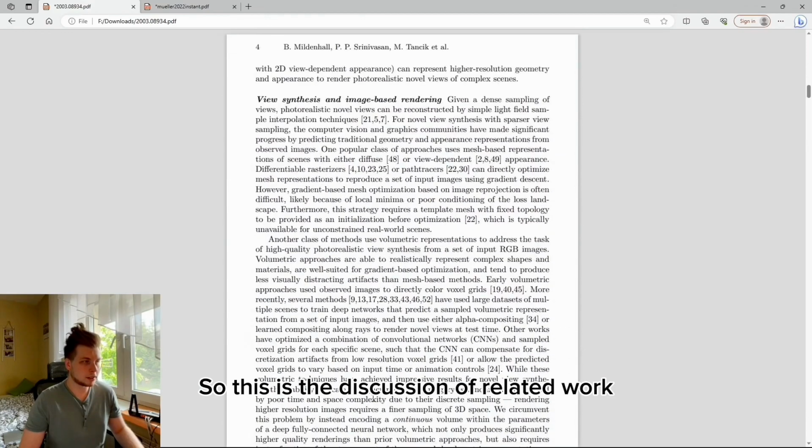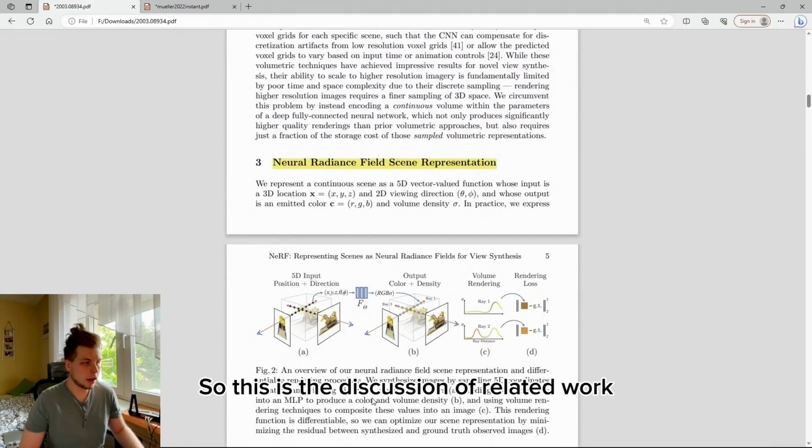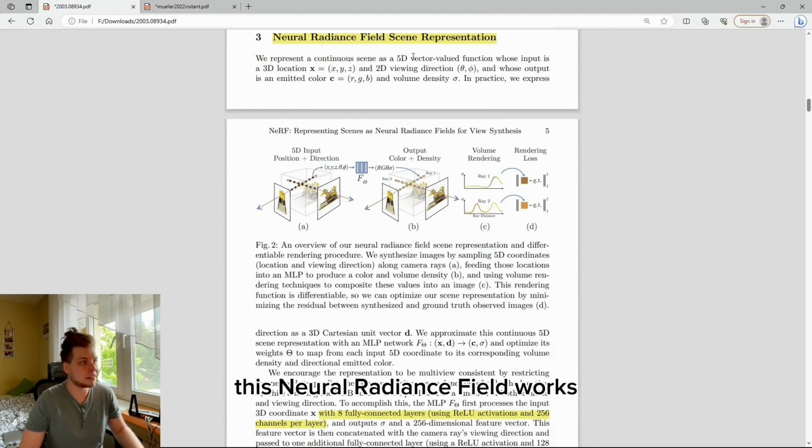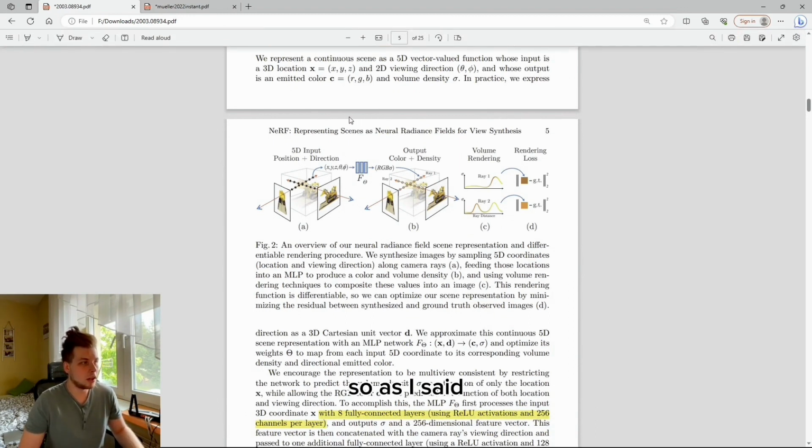So this is the discussion of related work. We'll not go through this, but what we focus on is how exactly neural radiance fields work. So as I said, we have this input vector xyz, and we have this 2D viewing direction.